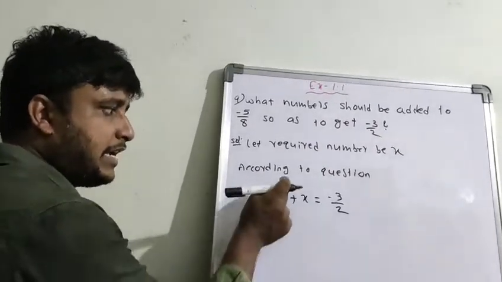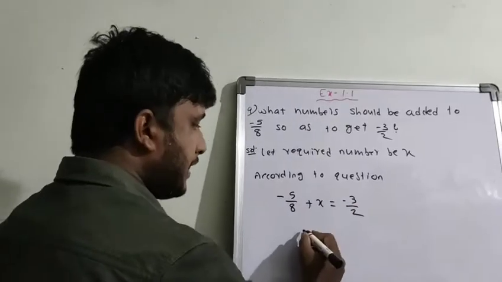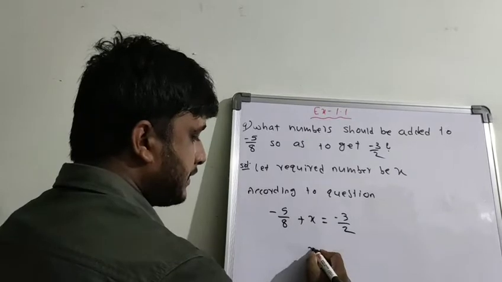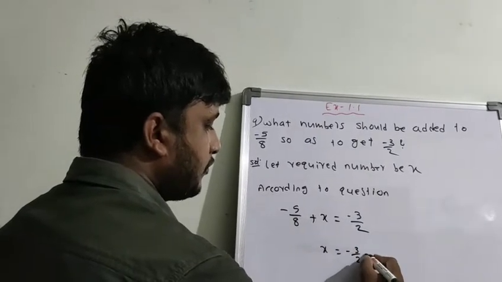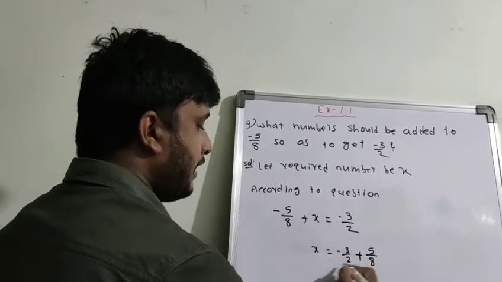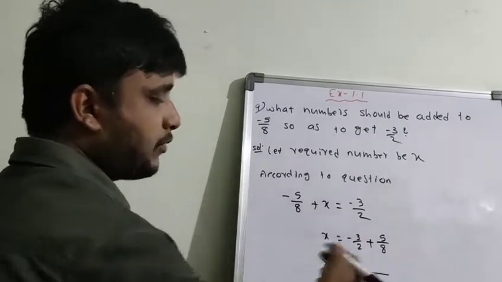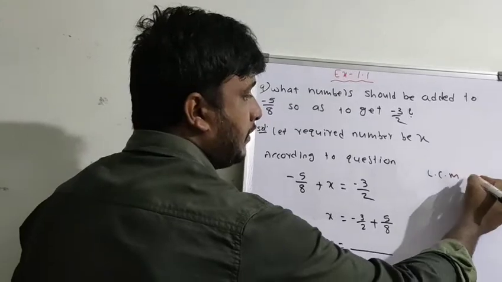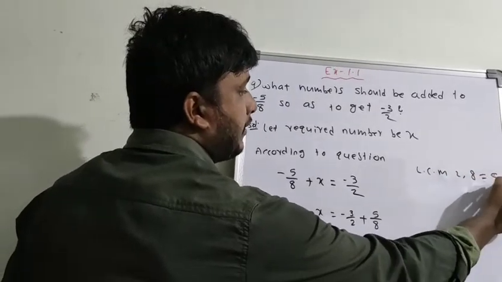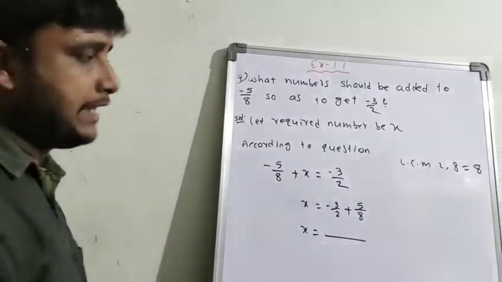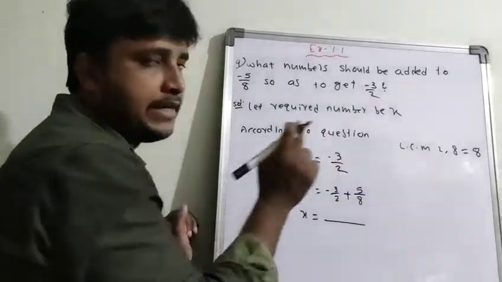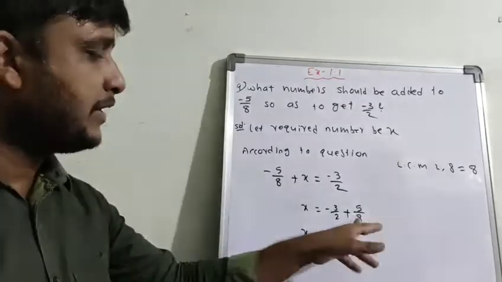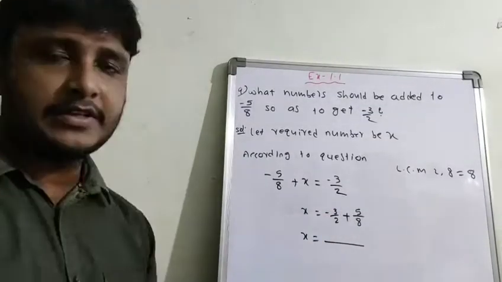Rules of transformation: send minus 5 by 8 to the other side. So x is equal to minus 3 by 2 plus 5 by 8. For addition and subtraction, the LCM of 2 comma 8, directly I can say 8. How can I say 8? For example, if a small number and a big number are there, and the small number is a factor of the big number, in this condition the big number is the LCM and the small number is the HCF.